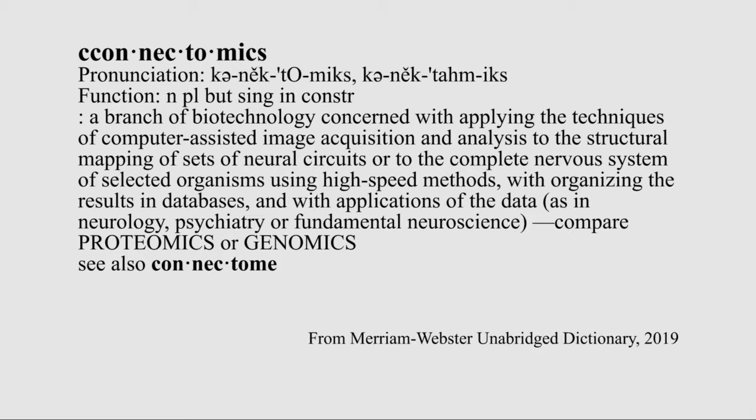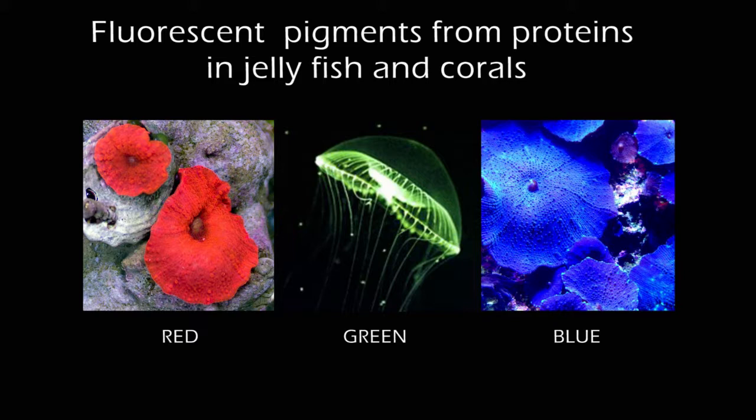And by databases, I don't mean Excel spreadsheets. I mean image databases, things that we don't have ready. It's hard to imagine what an image database of the brain would look like. I'll give you some hints a little bit later. And with applications of the data, as in neurology or psychiatry, that is, there are probably diseases of the wiring diagram, something I would call connectopathy. Maybe these connectopathies will be in this dictionary as well.